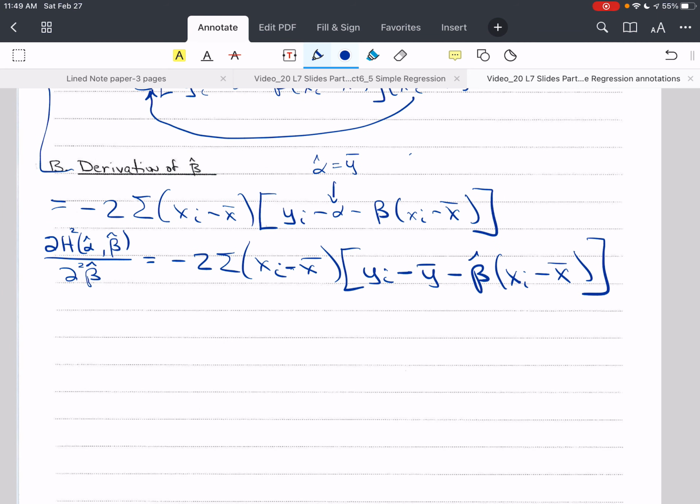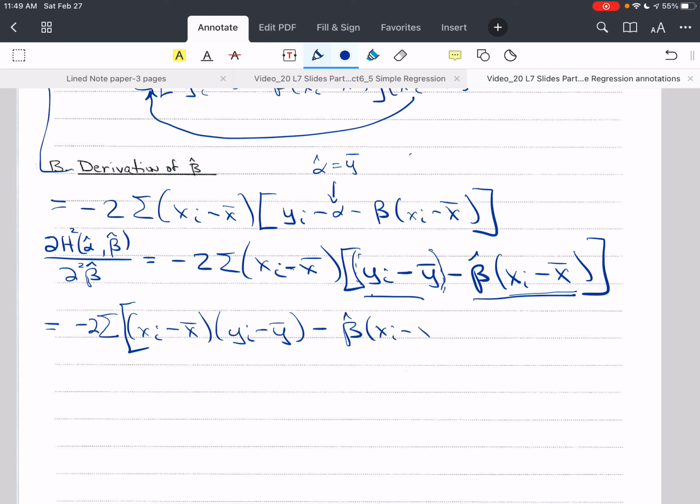So what I'm going to do, though, is now that I have yi minus y bar, that's nice because I have xi minus x bar here, I'm going to group these together. And so this is one term, and this is another term. That makes it a lot easier for me because this becomes negative 2 sum of xi minus x bar times yi minus y bar, big bracket, minus beta hat xi minus x bar quantity squared, because I'm distributing this to here and to there. And this is a beta hat. Okay?